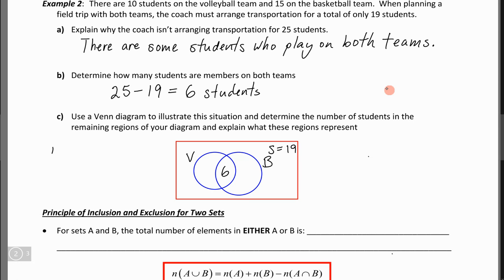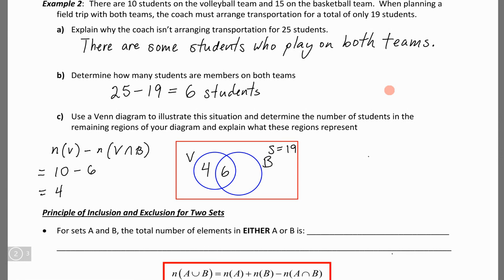Well, it turns out the number of people in our volleyball team minus the number of people in our intersection will give us the number of students that are only in volleyball, right? So the volleyball team is composed of 10 students, and I subtract the intersection of 6, it leaves me with 4. So there are 4 students in this part of my Venn diagram, 4 students who are exclusively in the volleyball team only. Okay, and then there are 6 more that make up the volleyball team, but these 6 are also in the basketball team.